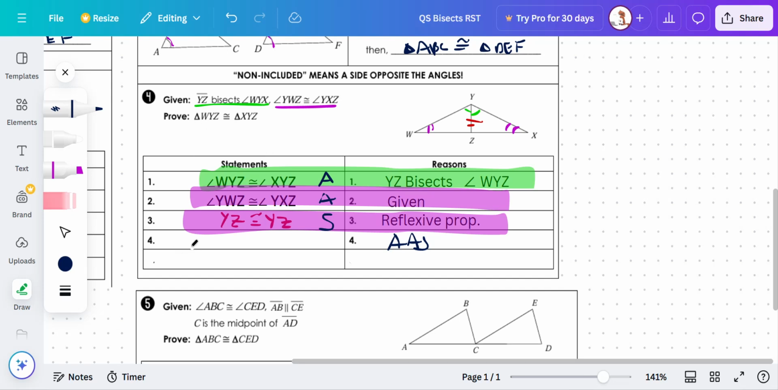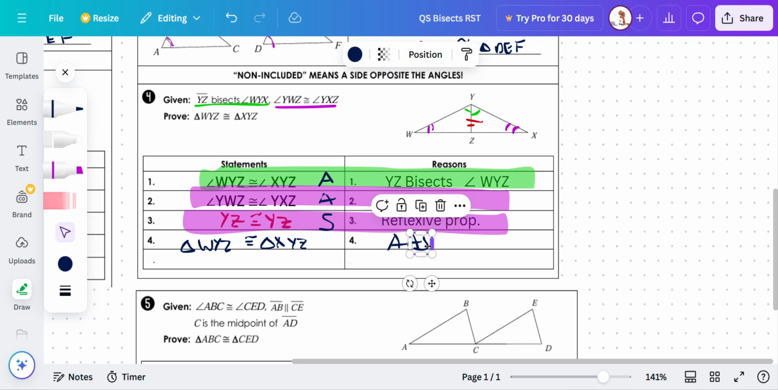So we can use that one right there. Triangle WYZ is congruent to triangle XYZ. So there we go. Just a gross S.